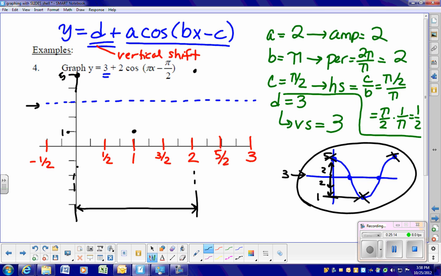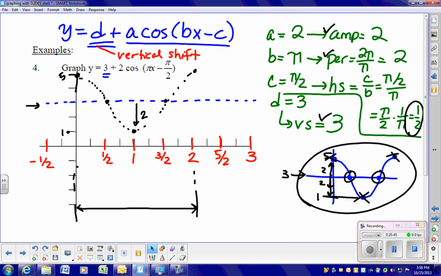Now remember, since the amplitude is 2, I just go 2 down from the midline. This point on the blue graph and this point on the blue graph are what I need next. So halfway between the high and the low, I hit the midline. This is not my final answer though, because this graph, although it incorporates the correct amplitude, the correct period, and the vertical shift, it doesn't have the horizontal shift of a half.